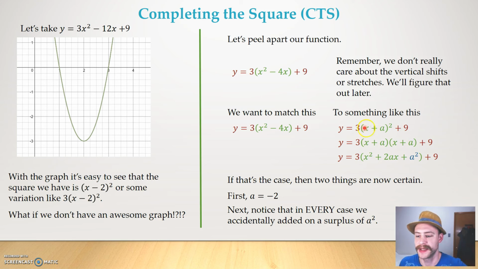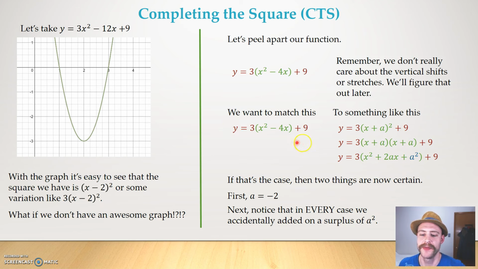So if our function looks something like this one, well, if we distribute this x plus a squared, we're going to get x plus a times x plus a. But if we then distribute this thing, we're going to get x squared plus 2ax plus a squared. Now, this form we can kind of match to this form here, right? Because look, we have an x squared, we have an x squared, we have an x term, we have an x term, and then we have some surplus on this one. We're going to have to deal with that surplus later.